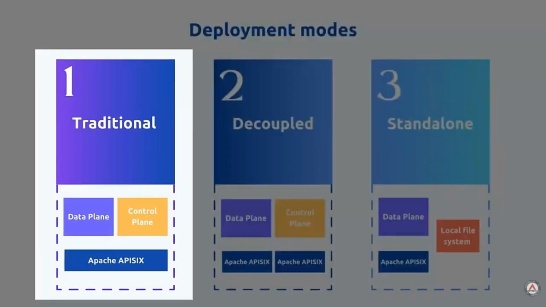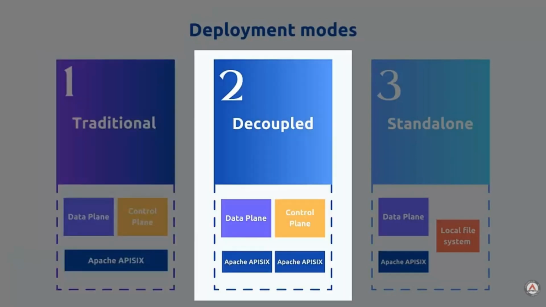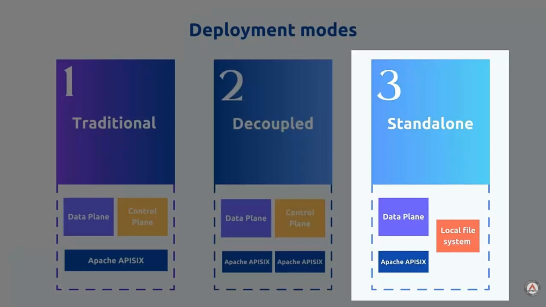The first, traditional mode: data plane and control plane are deployed together and share a single APISIX instance. In the decoupled mode, data plane and control plane are deployed independently with one instance of APISIX for each deployment. And the last one is standalone, where only the data plane is deployed with a single instance of APISIX. The configurations are loaded from local files such as YAML.